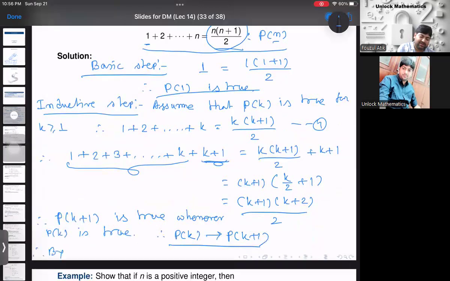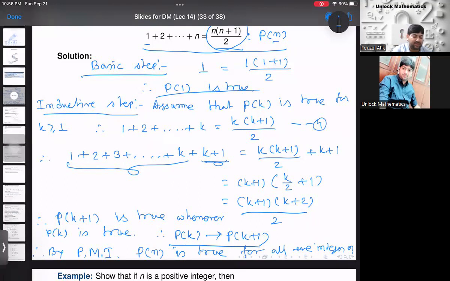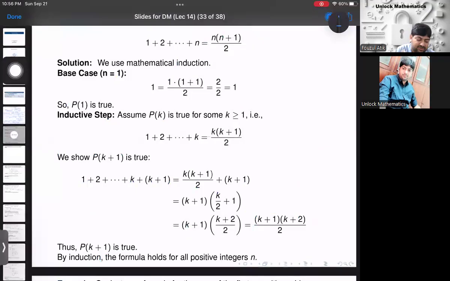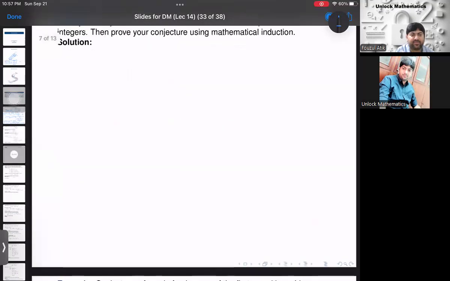Therefore by principle of mathematical induction, I am writing it shortly as PMI, your Pn is true for all positive integer n. We are done here. So we have proved this theorem using principle of mathematical induction. So this is the formal proof of it. We have already discussed this one. So the formal proof, if you want, you can look into this as well.